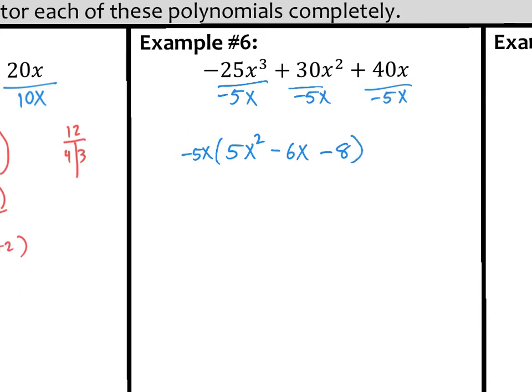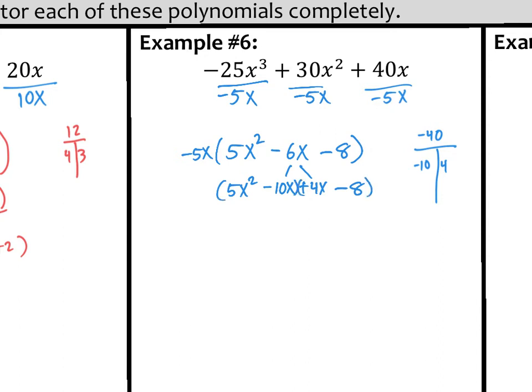Okay. Again, I'm going to multiply my a times c. My 5 times negative 8 is negative 40. Thinking of factors that multiply to be negative 40 that add up to be negative 6 would be negative 10 and 4. So I'm going to split the middle, negative 6x, with negative 10x plus 4x, splitting that up. Bring down my other terms, minus 8 and 5x squared. Then group.